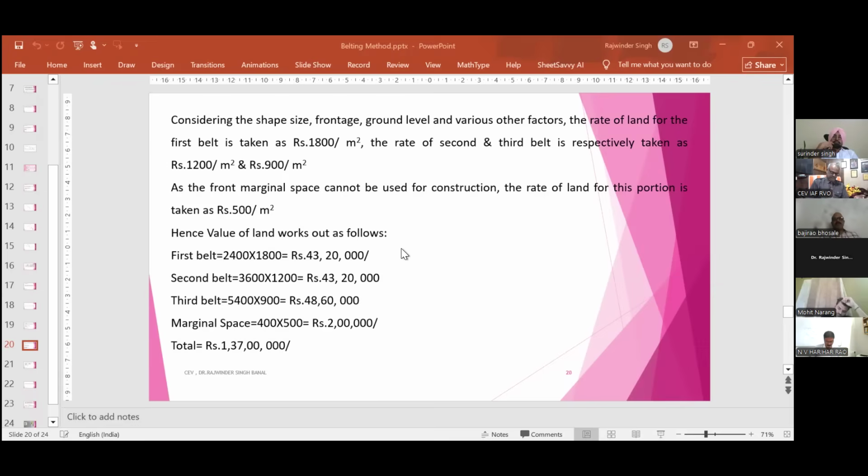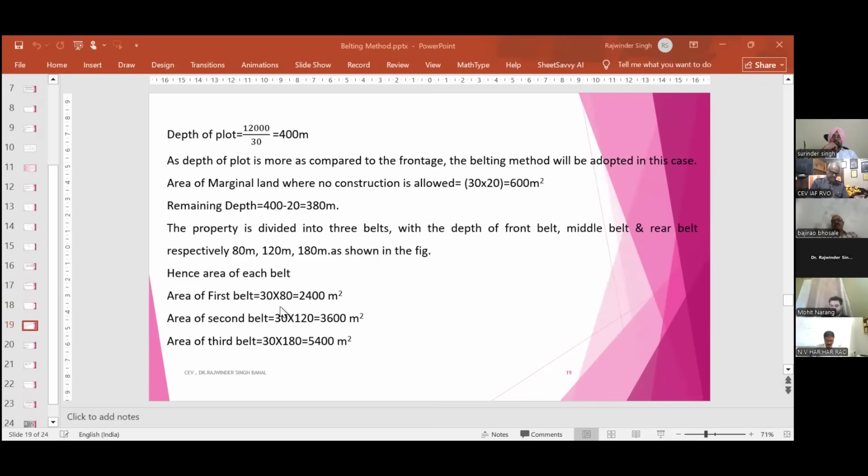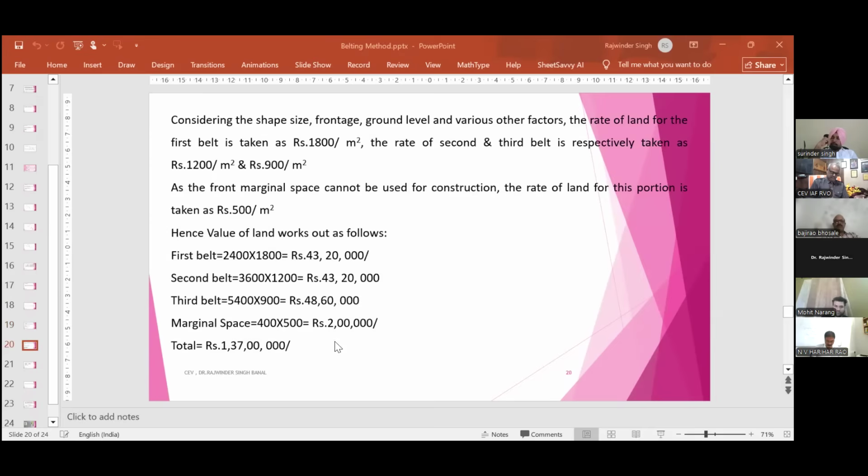Okay. So area of the first belt will be 30 into 80. Area of the second belt will be 120 into 30. Area of the third belt will be 180 into 30. You calculate the area of all the belts. Area of first belt is 2,400. Area of the second belt is 3,600. And area of the third belt is 5,400 square meter. So rate is 1,800, 1,200 and 900 per square meter.